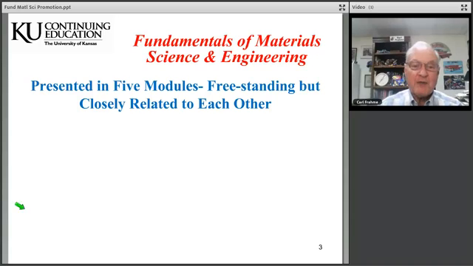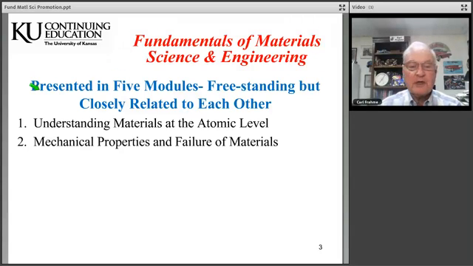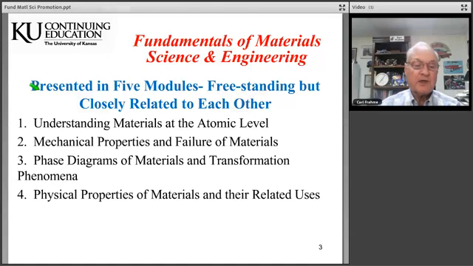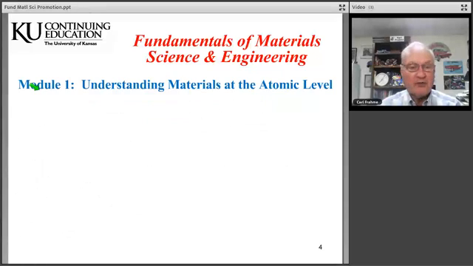It is presented in 5 modules. They are freestanding, but they're very closely related to each other. The first module looks at understanding materials at the atomic level. The second module is related to mechanical properties and failure of materials. Third module is phase diagrams of materials and transformation diagrams. The fourth module is physical properties of materials and their related uses. And the fifth module is looking at applications, fabrication, and environmental corrosion of materials. So it's a pretty comprehensive course, and it covers an awful lot of material.